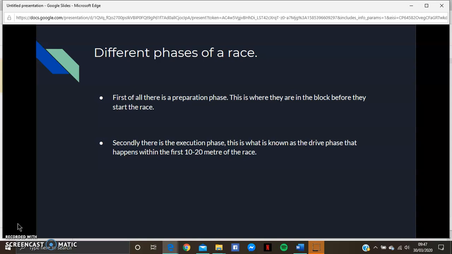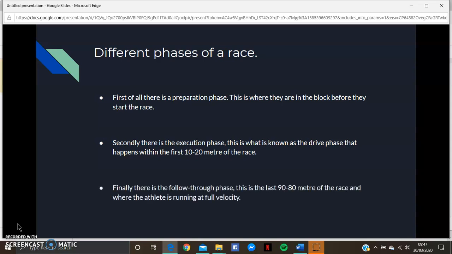Secondly, there's the execution phase. This part is otherwise known as the drive phase. This runs from when the official says go to the first 10 to 20 meters of the race.